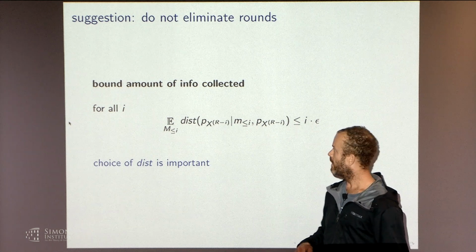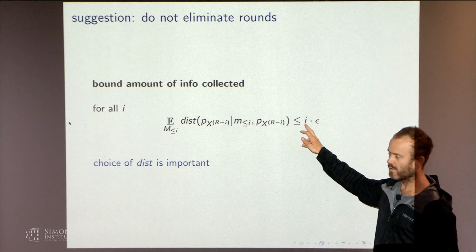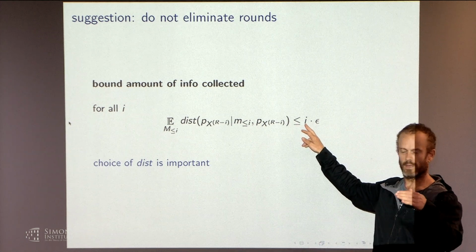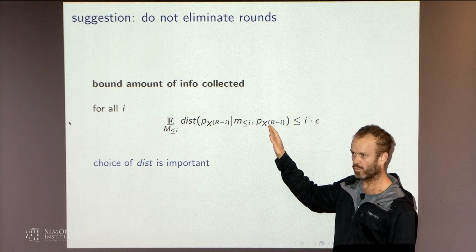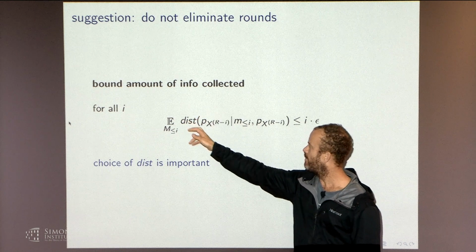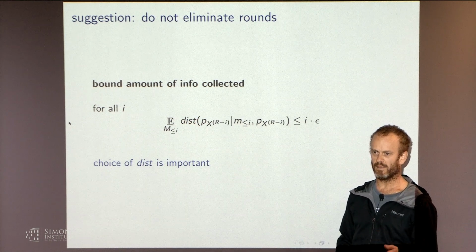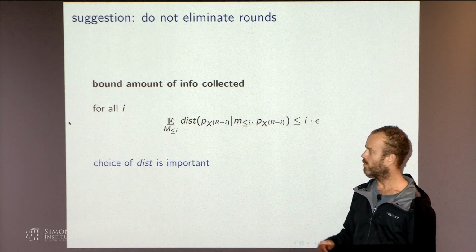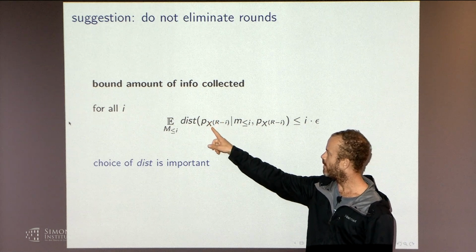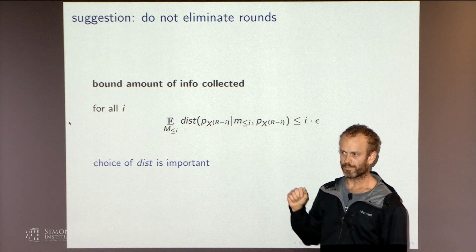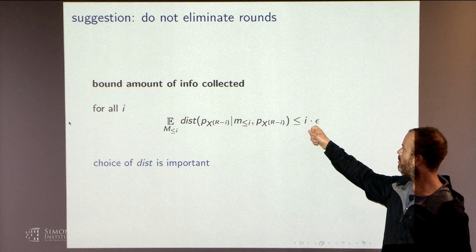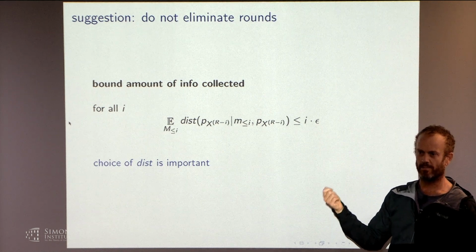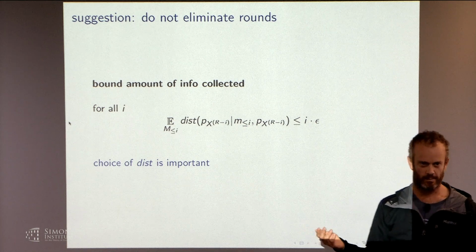So we compare a distribution where nothing happened to a distribution where the whole thing operated for I rounds. And try to argue that in every step, the distance between what we learned, so this captures somehow what we learned in these I rounds about this part of the input. So try to argue that in every single round, this does not increase by more than epsilon for some epsilon.